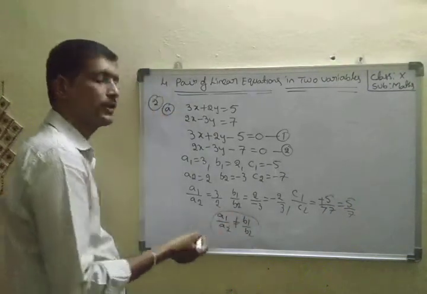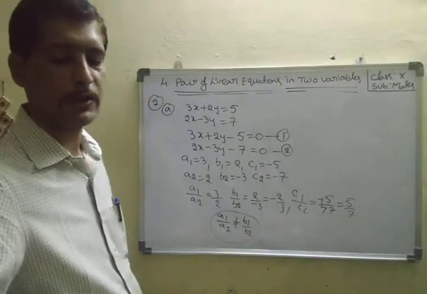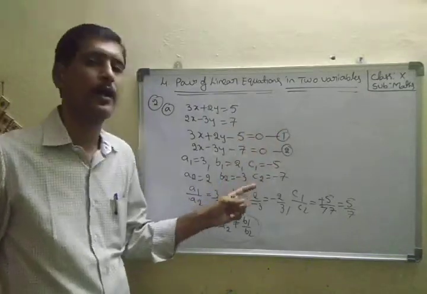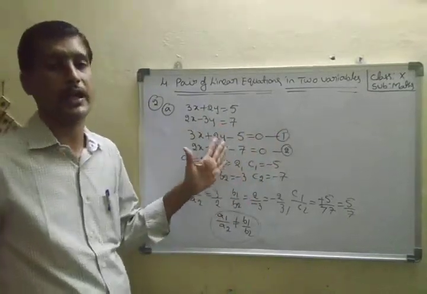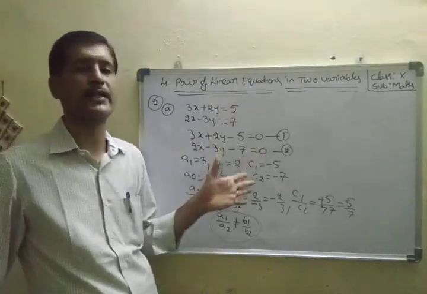Therefore this is the condition for what? That is a unique solution. Unique solution means, since you are asking consistent or inconsistent, the two equations are consistent. Consistent means a graph is possible. Therefore that is intersecting lines.